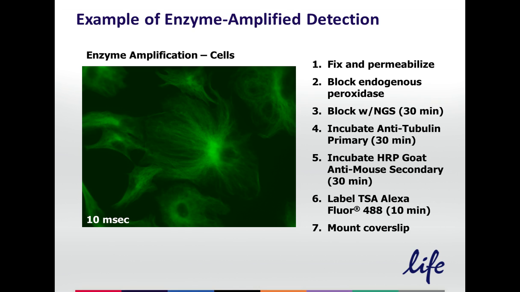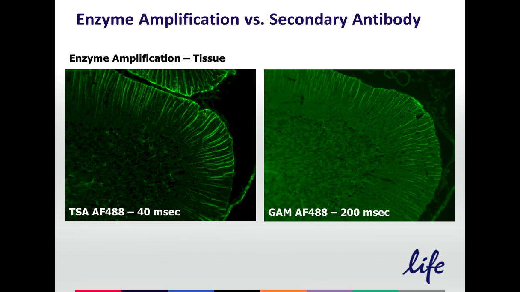One drawback on cultured cells is that sometimes you'll start to lose a little bit of resolution with TSA. This is because it's not labeling the antigen, it's actually depositing the dye around the site of the antigen, which can lead to a slightly fuzzier image, a slight loss of resolution on cells. This is not true on tissue, interestingly, as you'll see in the next slide.